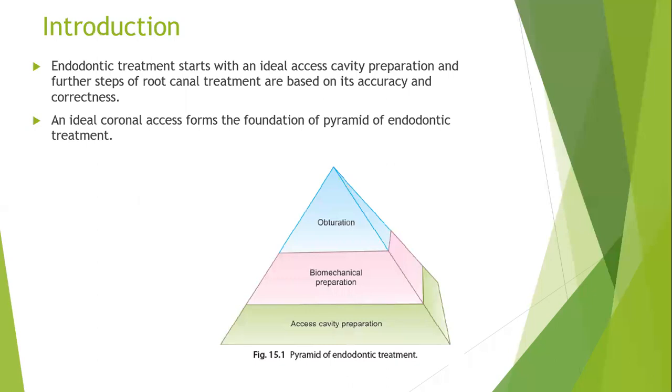Starting with the introduction, the endodontic treatment starts with an ideal access cavity preparation, and further steps of root canal treatment are also based on its accuracy and correctness. You can draw a pyramid of endodontic treatment. The base of the pyramid will be access cavity preparation, then biomechanical preparation, and the apex of the pyramid will be obturation. An ideal coronal access forms the foundation of the pyramid of endodontic treatment.